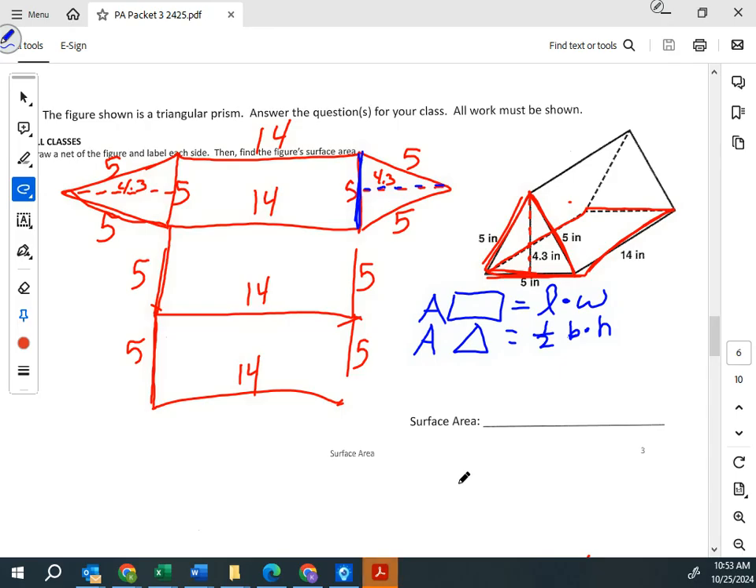So find the area of your rectangles. 3 rectangles, you should have 3. Then 2 triangles. Find those 2 areas. Remembering what your formulas are for triangles and rectangles. Then you add up all of your areas. So you should have an area for both triangles and an area for all 3 rectangles. Okay?